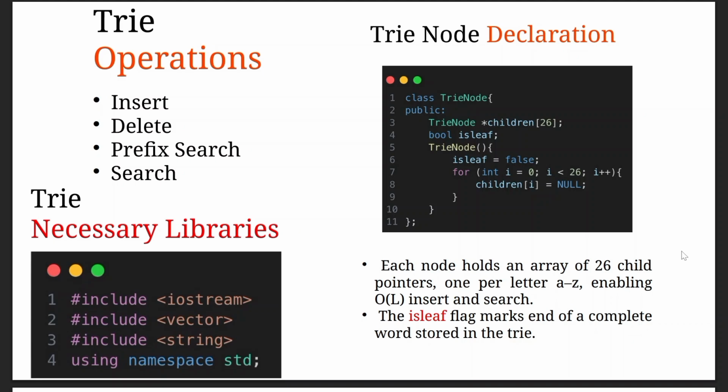So this is the trie operations and node declaration. A trie mainly supports four operations: insertion, deletion, search, and prefix search. On the right side of the slide, we can see the trie node declaration in C++. Each node stores 26 child pointers and one Boolean flag called isleaf. This design allows insertion and searching to be performed efficiently. The necessary libraries used in this implementation are iostream, vector, and string.